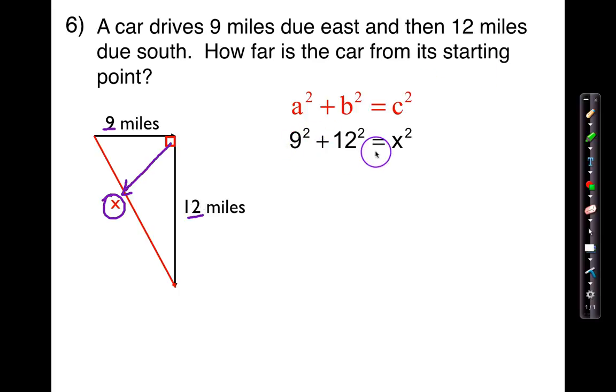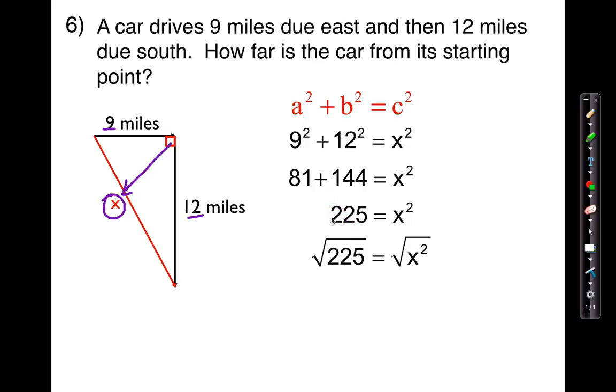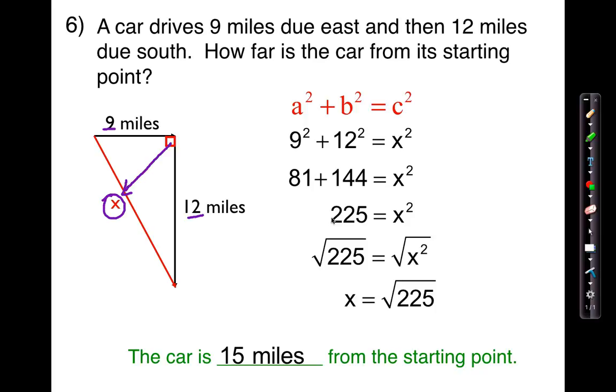So we have 9 squared plus 12 squared equals x squared. 9 squared is 81, 12 squared is 144, x squared is, of course, x squared. Now I'm left with 225 equals x squared. So we're going to take the square root of both sides and find that the distance is 15 miles. So to answer the question, I would say the car is 15 miles from the starting point.